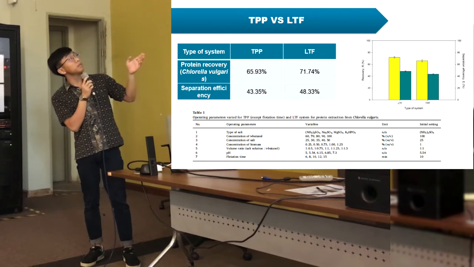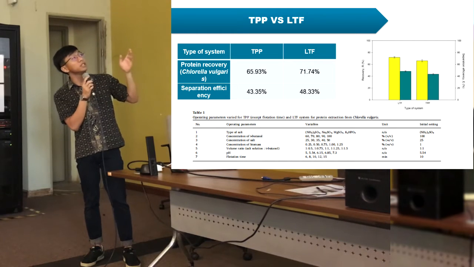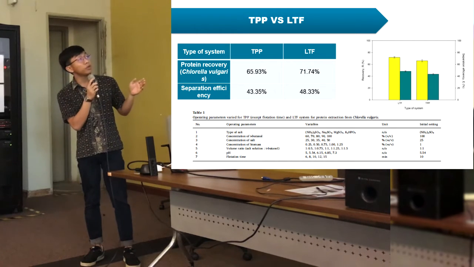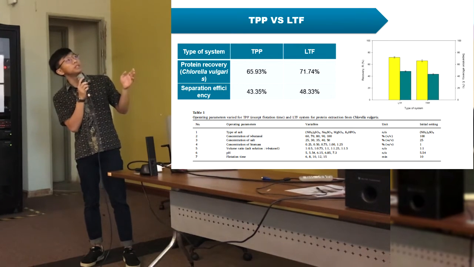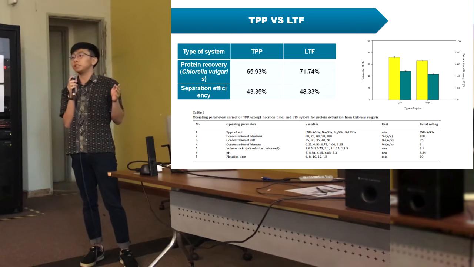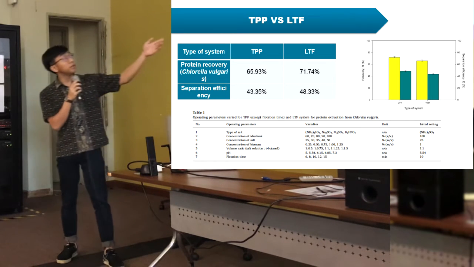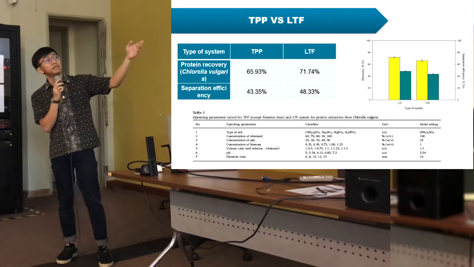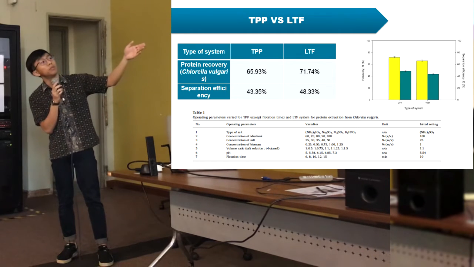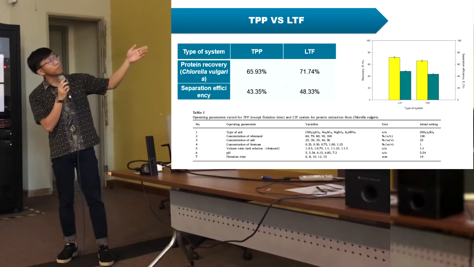So in TPP, basically they have lower protein recovery and separation efficiency, with 65.93% and 43.35% respectively, while LTF has a higher one, which is 71.74% and 48.33% respectively. So this Table 1 shows the operating parameters which are varied for the TPP and also LTF system for protein extraction from Chlorella vulgaris.